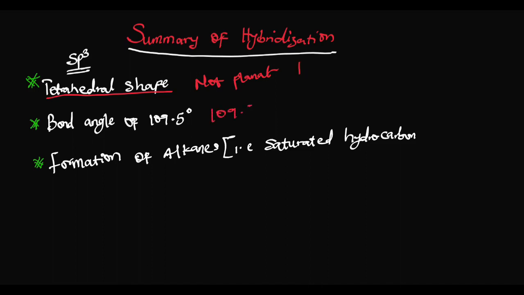So the bond angle is 109.5 degrees, and it's responsible for the formation of alkane, which is saturated hydrocarbons. So let's talk about sp2 now.